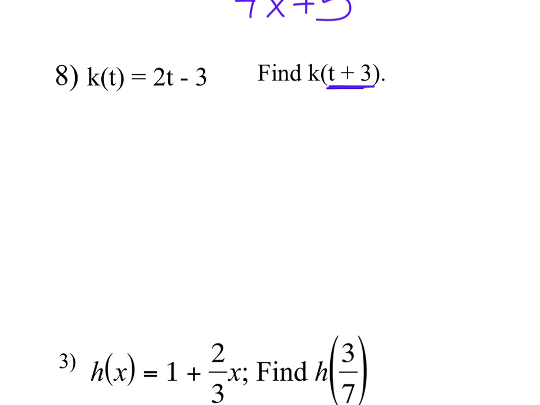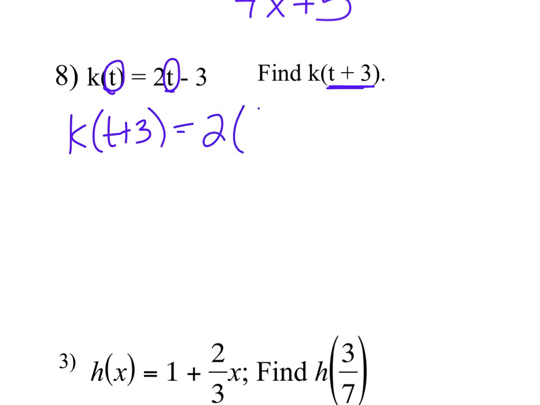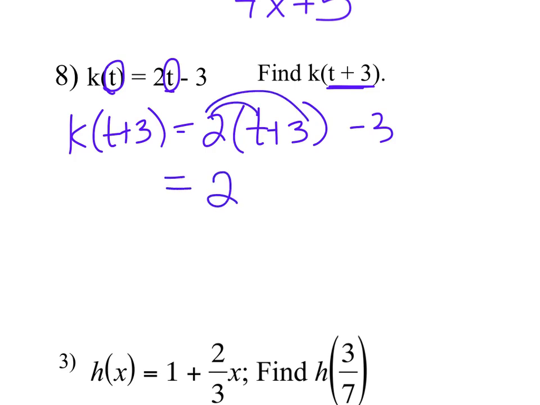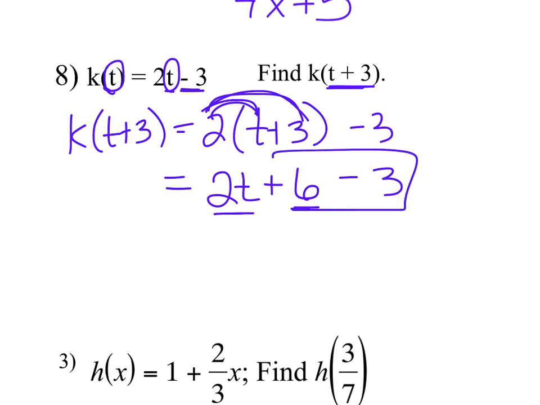All right, last one, putting t plus 3 in for t. I'm going to take that and put that right there. So it equals 2 times t plus 3 minus 3. Now we distribute here. 2 times t plus 6 minus 3. So 2 times t is 2t. 2 times 3 is 6. And then this minus 3 has nothing to multiply, so it just comes down. Now I combine these like terms. So it's 2t plus 3 in the end. That's exciting.